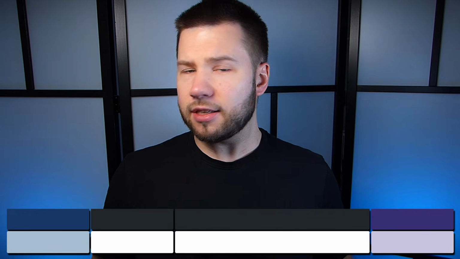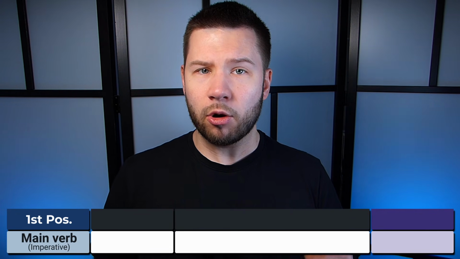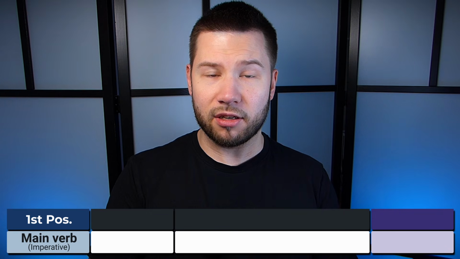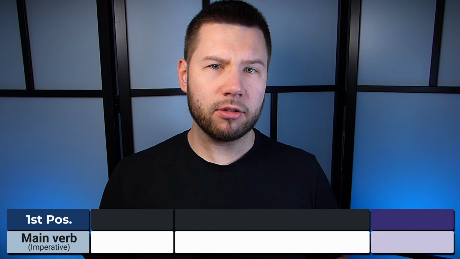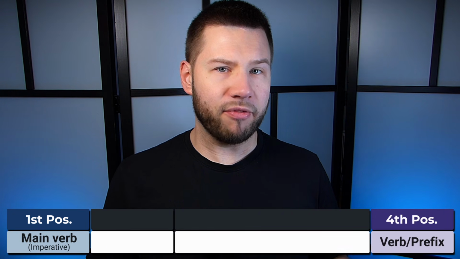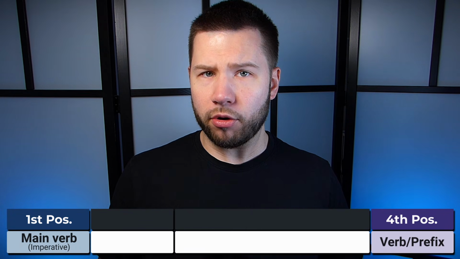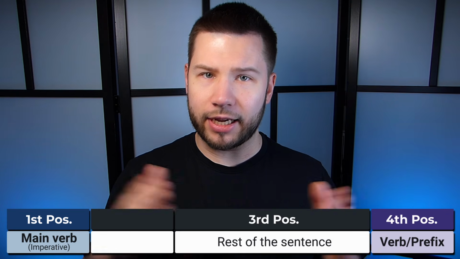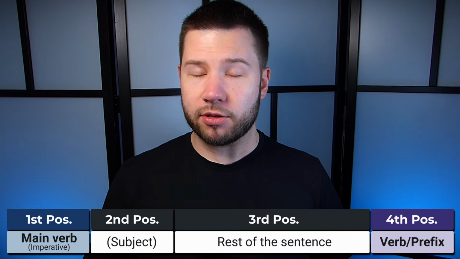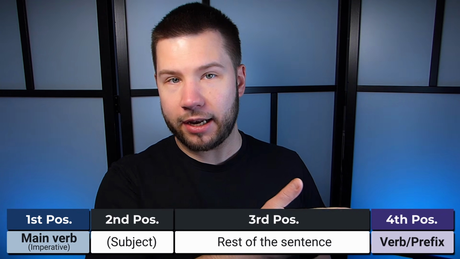As imperative clauses are their own type of sentence, they come with certain rules. In this case, it's pretty simple. Put the verb into the first position in its imperative form, regardless of whether the clause is positive or negative. A potential separable prefix or a second verb, if there is any, is placed in the last field as usual. And of course, the rest of the sentence is located in the third field, so we get a table like this. The second field is reserved for the subject, but more on that later.